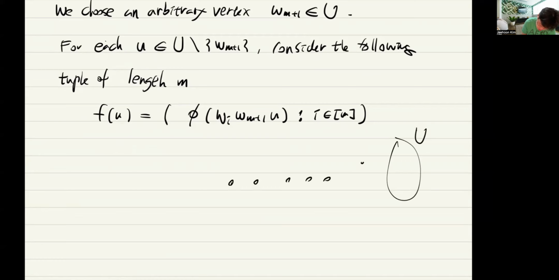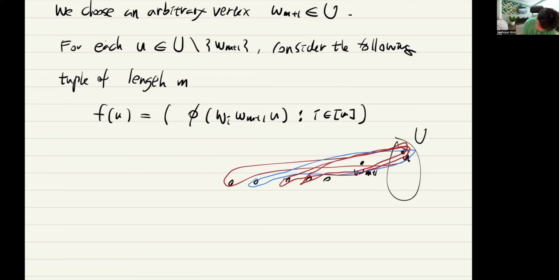So you have u, and then you have this w_{m+1}. For each u, you see the color of this, and this, and this, and so on. So if this is red, and this is blue, this is red, and this is red, this is blue, then f of u is what? Red, blue, red, red, red, blue.